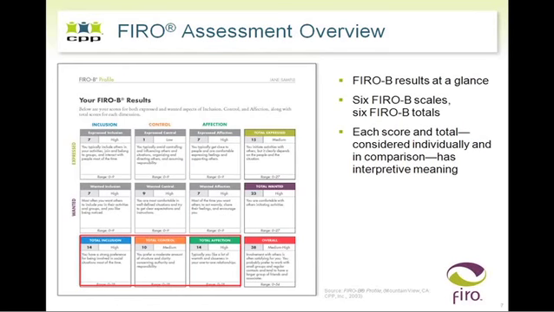We always take a look to see which one's highest and which one's lowest. In this case, we have a tie. Inclusion and affection both come in at 14. Control comes in with a score of 10.